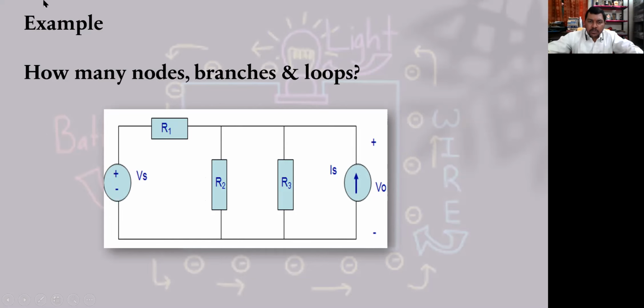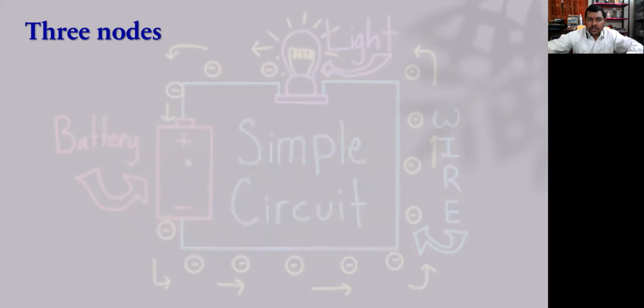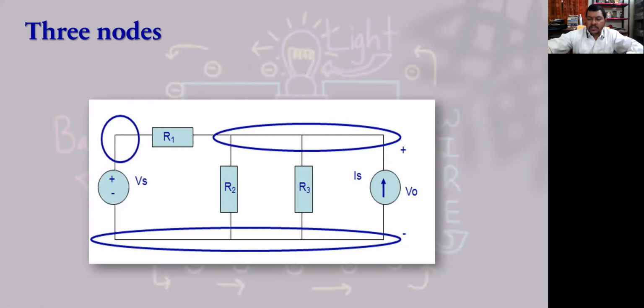So in this circuitry, how many nodes, branches and loops are present? That is what we are expecting to calculate now in this section. So let us try this. How many nodes are there? There are only three nodes. Now let us see how these three nodes are calculated.